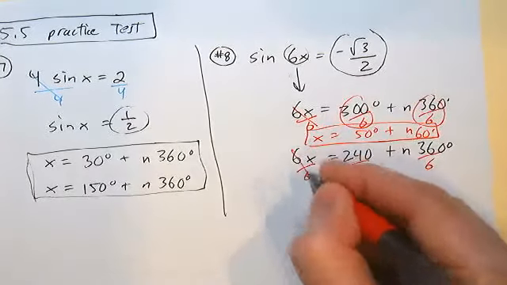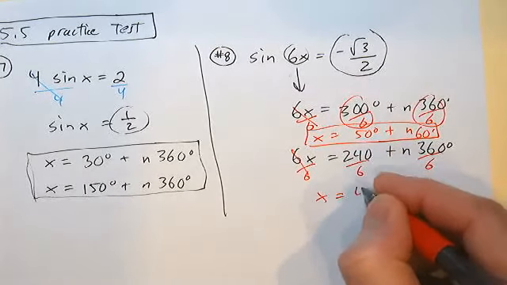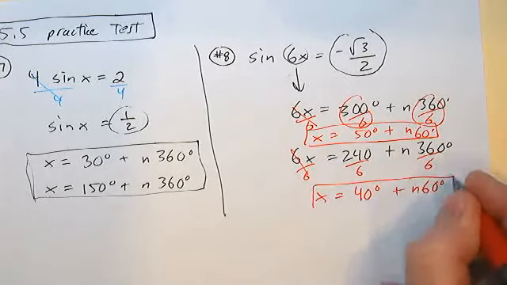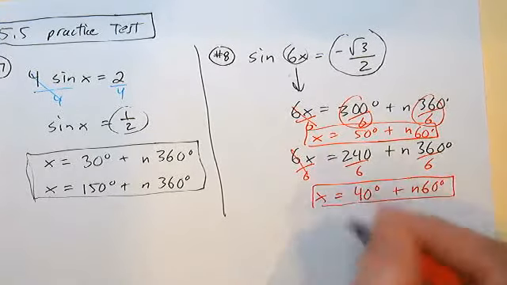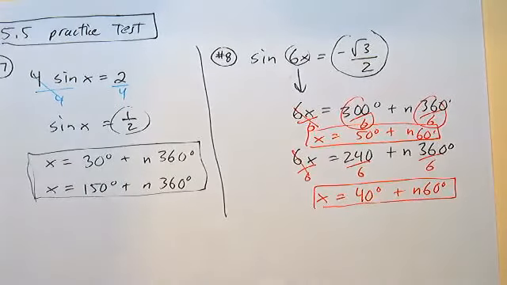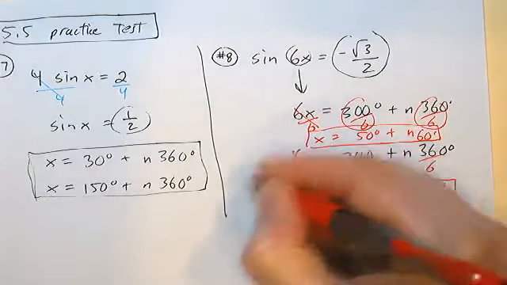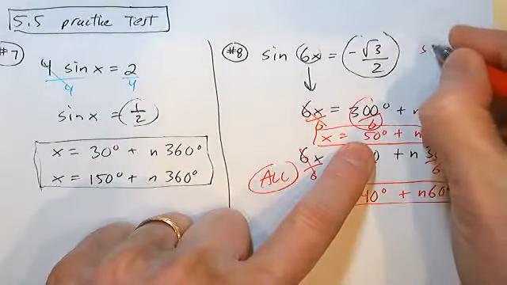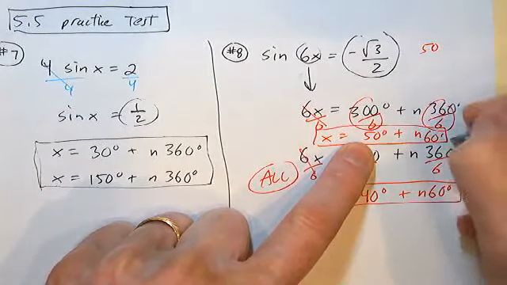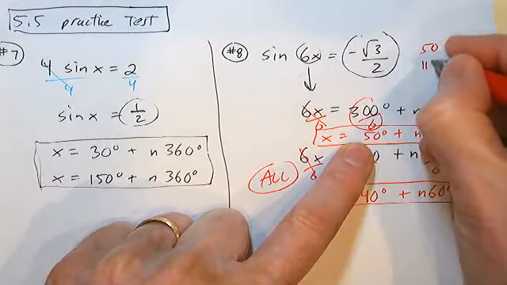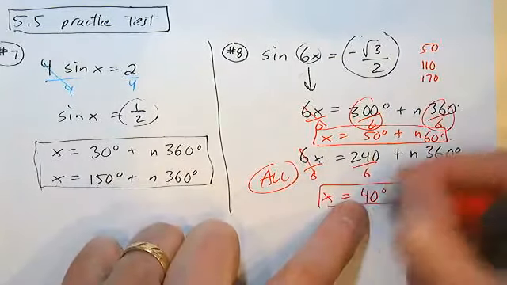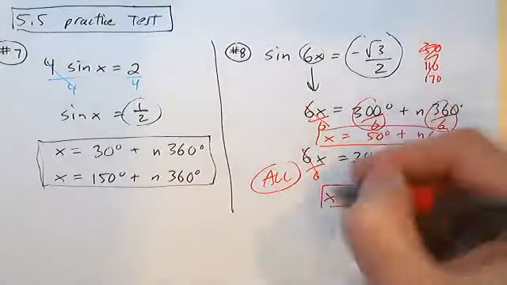Okay, and then we do it again. X is 40 degrees plus multiples of 60. And there you go. There's your two answers if we say all. And remember, if they didn't say all, I'd have to start writing them out. Like I'd have to go, okay, got 50 plus 60, that would be 110, plus 60 would be 170. And you'd have to keep writing them and write them for this if I actually wanted you to list them. But it said all, so there you go.